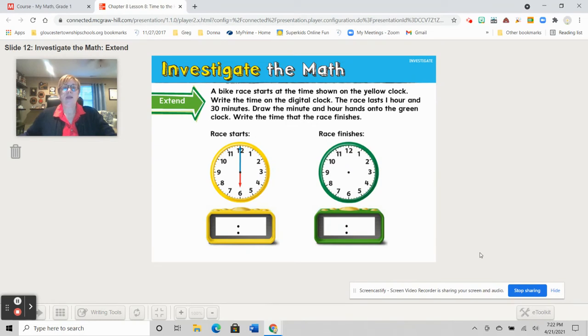Next one. A bike race starts at the time shown on the yellow clock. Write the time on the digital clock. All right, so you can pause and write your digital answer. The race lasts 1 hour and 30 minutes. They would like you to draw the minute and the hour hand onto the green clock and then write the time that the race finishes.